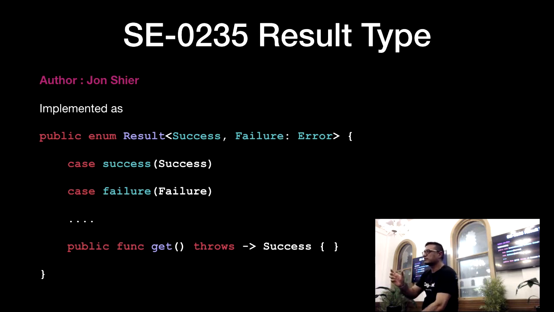So it is Error. You can actually enum or subclass the Swift error and have it your way. And they also have another function called get, which lets you know what the actual error is.